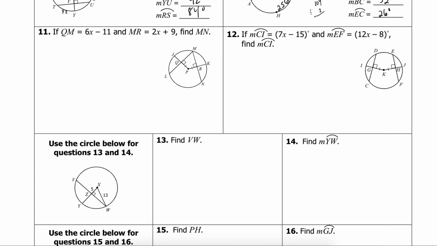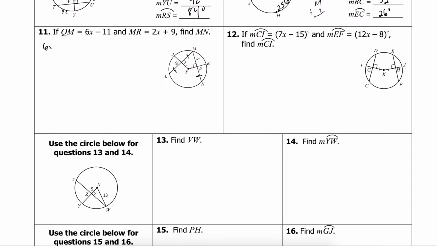All right, let's take a look at this one. It says QM. Where's QM? QM is right here. Okay, and MR. QM and MR, well, they're going to be equal because these are equidistant from the center and perpendicular. So all of these parts are going to be equal to each other. Okay, so we're going to set them equal to each other.